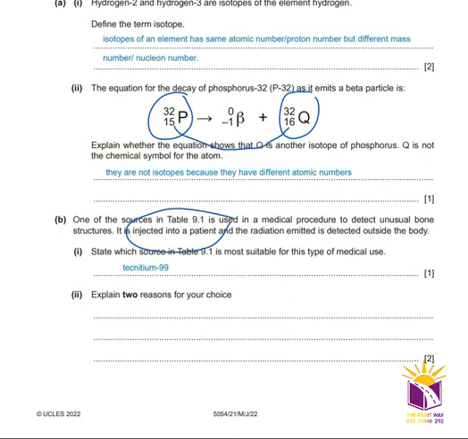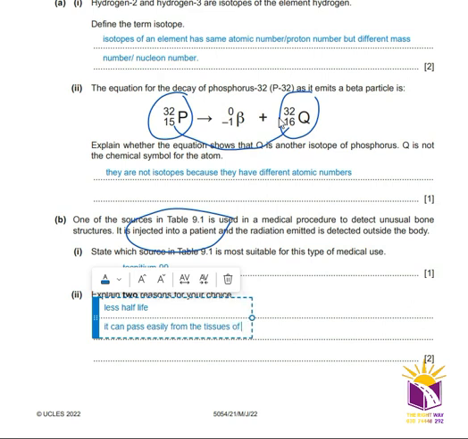Explain two reasons for your choice. Now you have to give two reasons why you have used technetium 99. As I have told you, because it has a short half-life. Half-life, HALF. And the second reason is that it can pass easily through the tissues or muscles of the body, and can be detected.